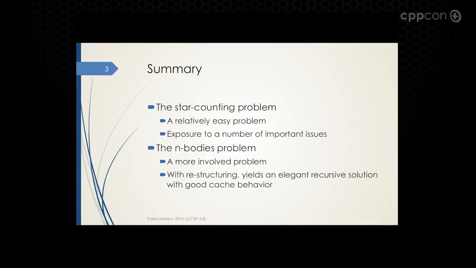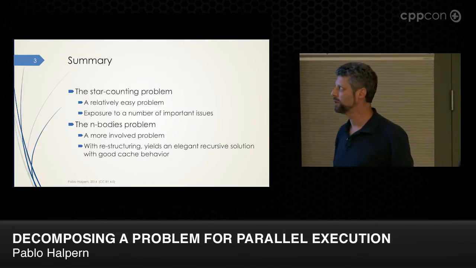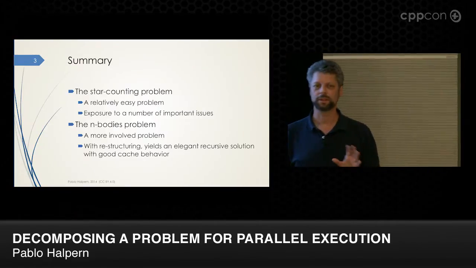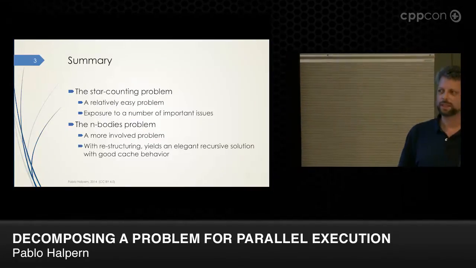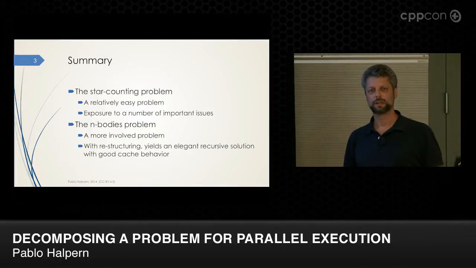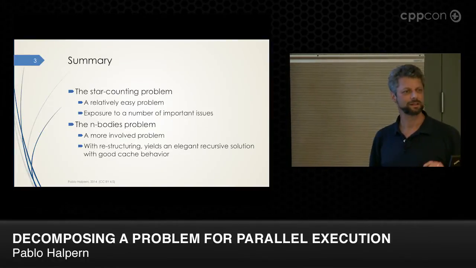Okay, so we're going to be looking at two problems and diving into the actual code of how you parallelize these problems. The first one is a pretty simple one. That's counting the number of stars in an image. It's pretty easy, but it does expose certain issues. They're best described in an easy situation.